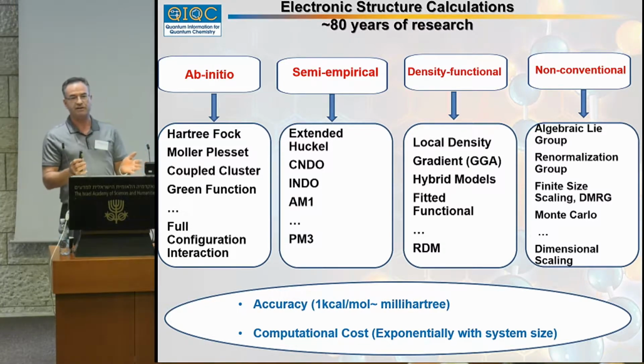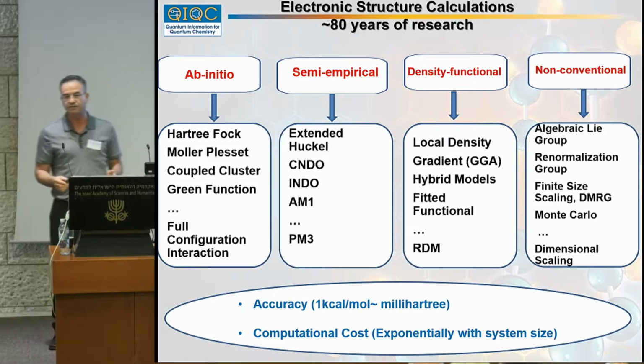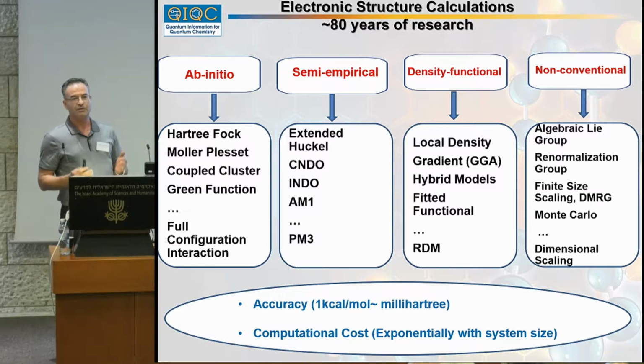And you see, okay, what is the challenge? What is the problem with this field after these 80 years of research? And the problem is very, very simple. We have to reach chemical accuracy on the order of 1 kilocalorie per mole. And if you try to do accurate calculation, let's say with full configuration interaction, you see the cost is exponential. So you have to come up with an algorithm which speeds up the calculation from exponential to polynomial. And this is the promise of quantum computing.